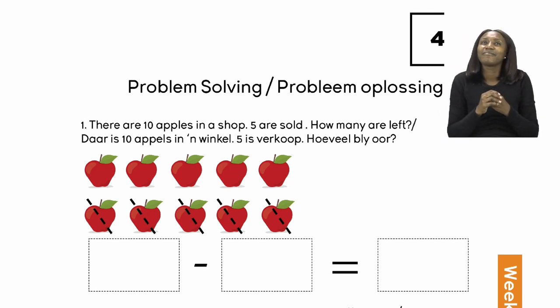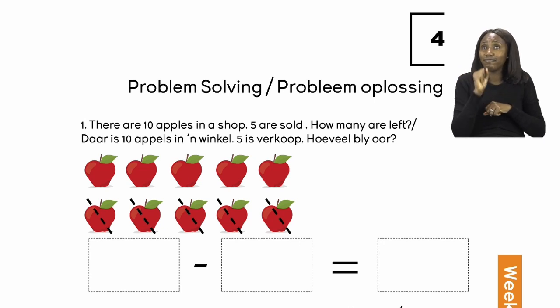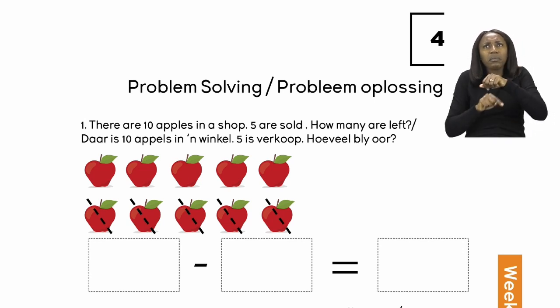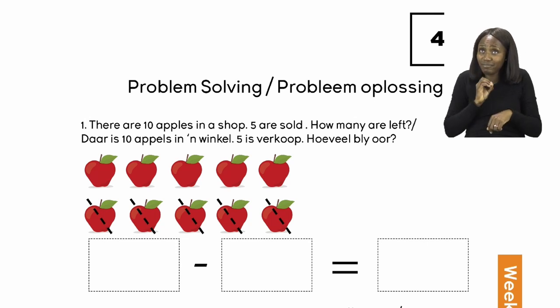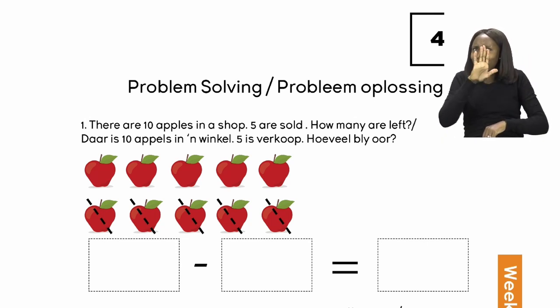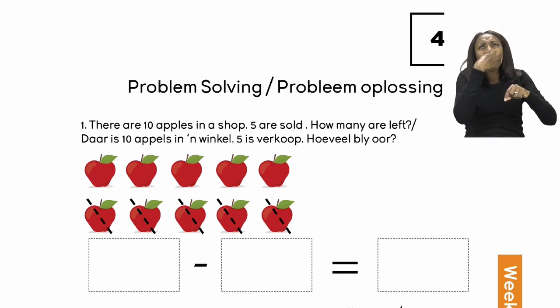Number one says, there are 10 apples in a shop. 5 are sold. How many are left? There are 10 apples in a shop. 5 are sold. How many are left?